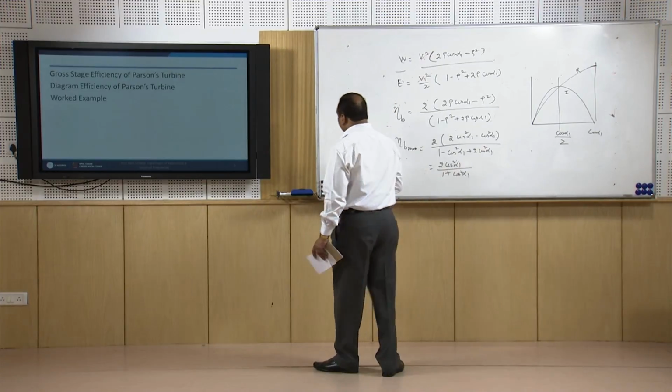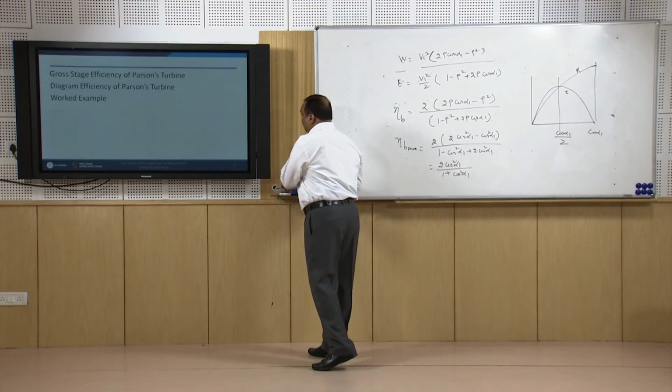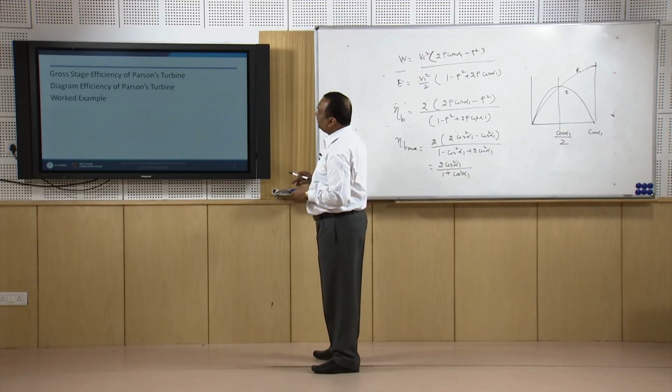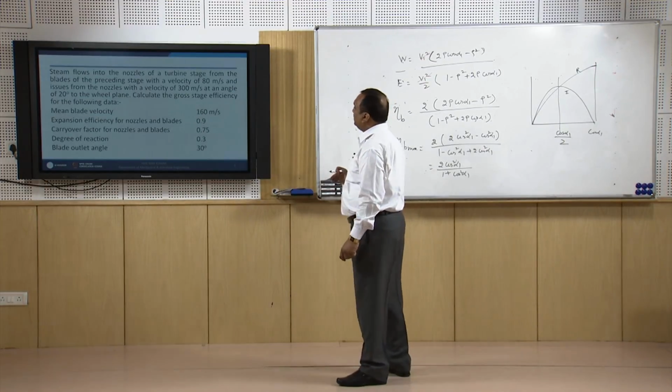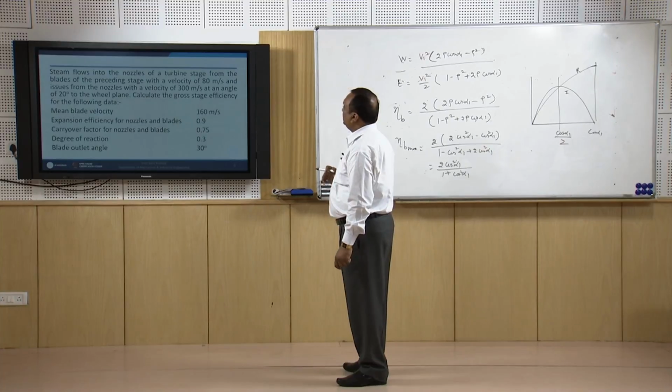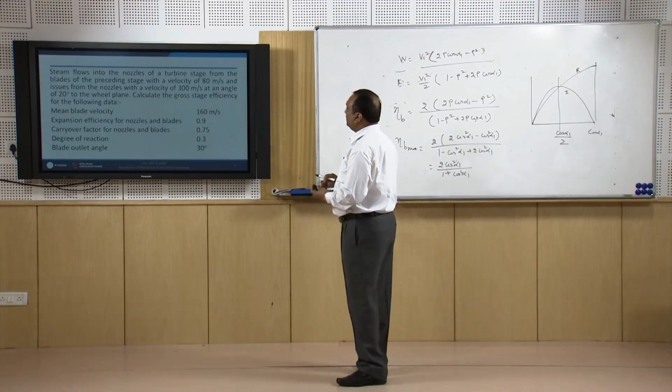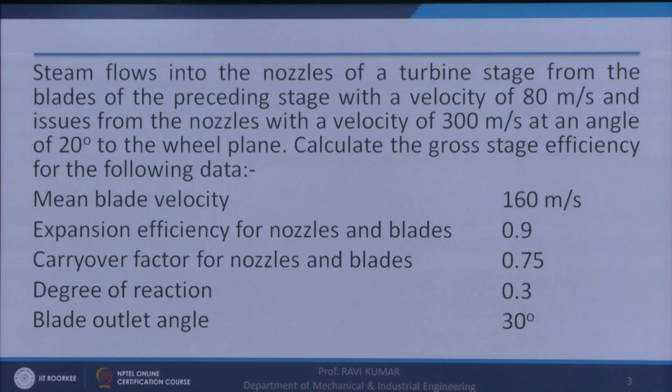Now after this we will do one worked example for Parsons turbine, not a Parsons turbine, this time we have taken, this is not a Parsons turbine, okay. So we will do one worked example on this reaction turbine, impulse reaction turbine.